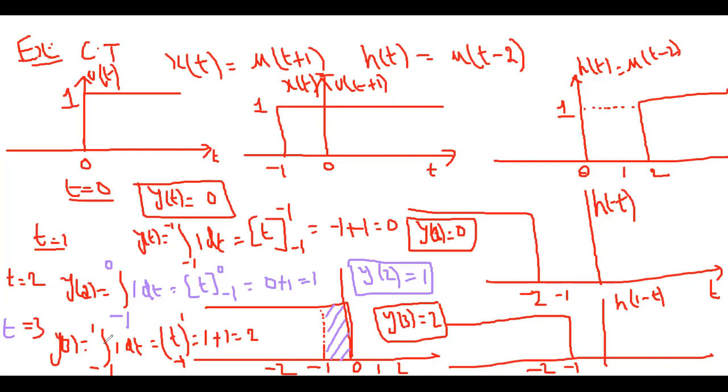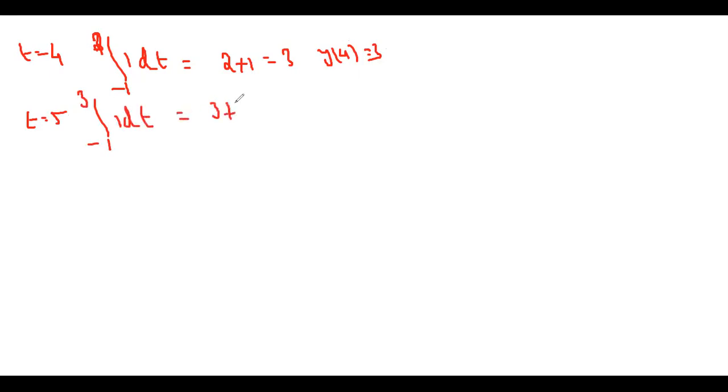So, not that one value. Here, all the minus 1 to 1, now minus 1 to 2, 1 into dt. So the upper limit is 2, the lower limit is minus 1, and 2 minus of minus 1 is plus 3. So y of 4 is equal to 3. And t is equal to 5. Here it is minus 1 to 3, 1 into dt. That value is 3 plus 1, which is 4. So y of 5 is equal to 4.